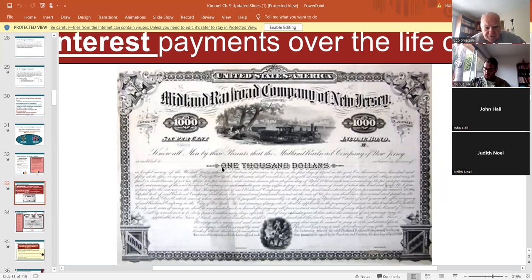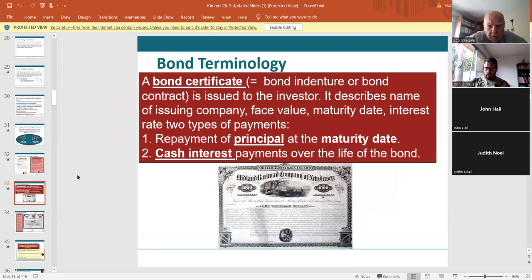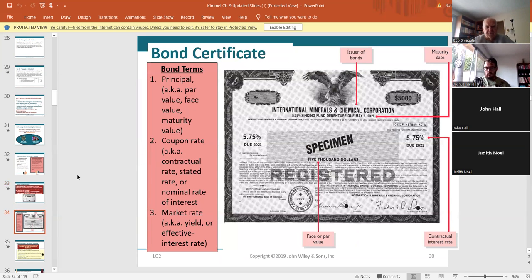It's got $1,000. You can't quite read it, but it tells you all the particulars. It tells you when the payments are due, how much the payments are. It'll have the principal. It'll have the rate. It'll have all the details you need in the bond certificate. Let's understand our terms, especially these three terms here, which are going to come into play later today.